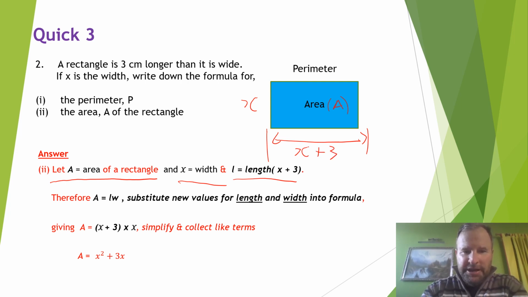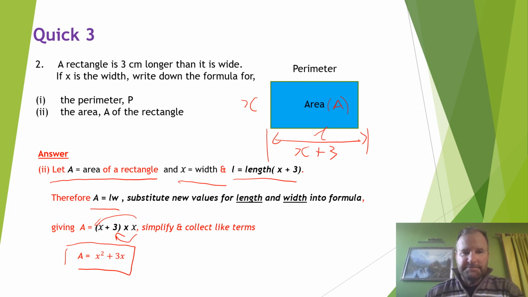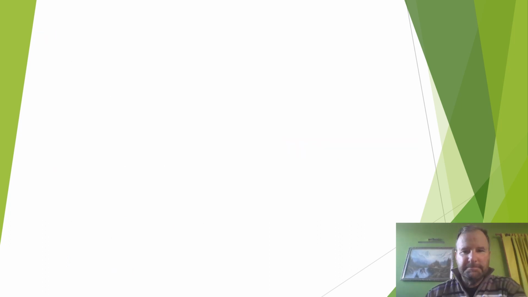So we know that the area for a rectangle is L times W. We substitute in the values, the X plus 3, which is the L. This is the L length here. And then we've got the X, so we simplify by multiplying out X by X and then X by 3, and you get the area formula for the actual shape itself. Well done if you got that answer correct.